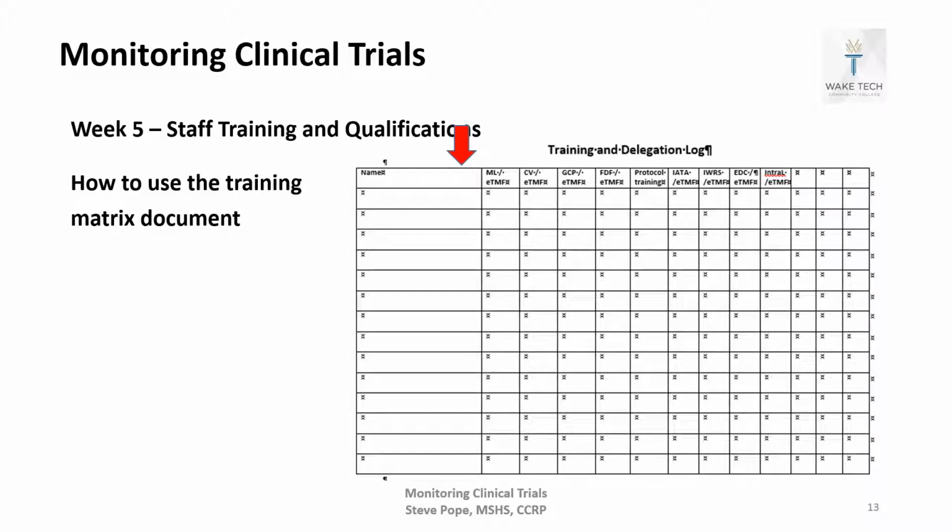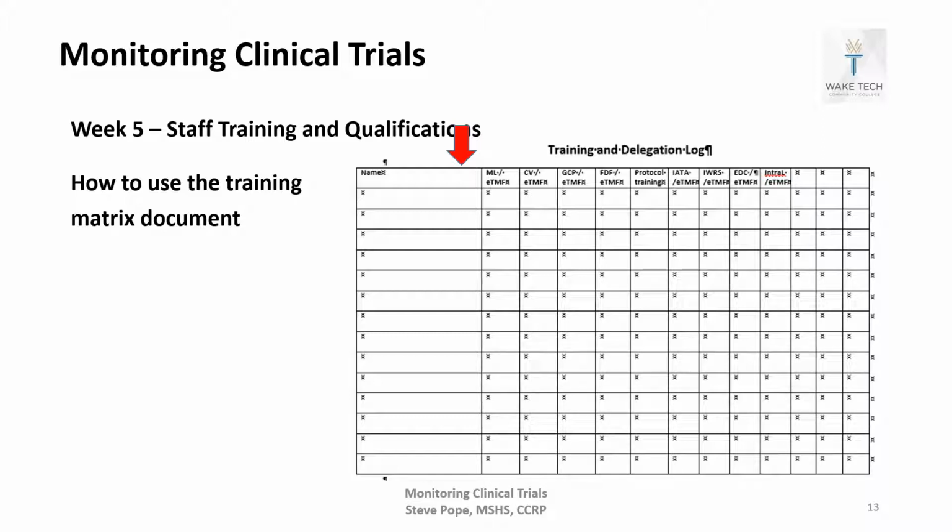So the way our training and delegation log works is you just have a paper copy of this, or if you wanted to keep it online, you could always do that. And so what you do is you just take your delegation log and write down the names of each staff member that's on the delegation log. And if they are an MD or an RN or a DO, then I usually put that next to their name because that helps me determine if indeed they need to have a medical license that's verified.